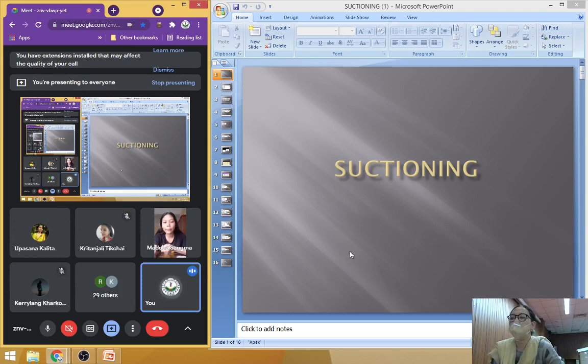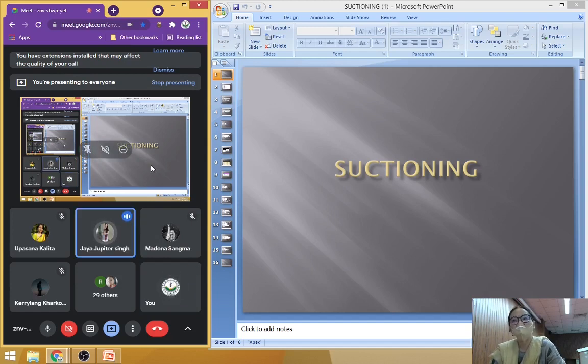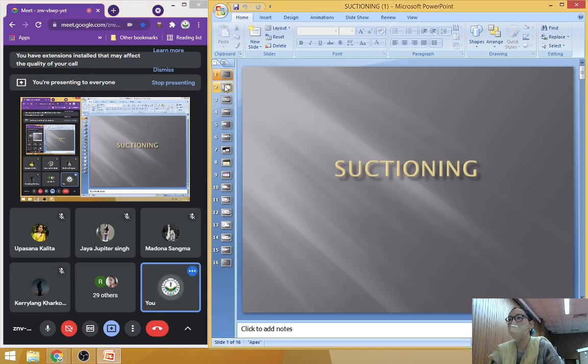We'll start with suctioning. What is suctioning? What do you understand by suctioning? Ma'am, to remove secretion from mouth or any. Okay, suctioning means, as we all know in simple terms, when we suck something, when we take out something, in layman's terms. So we'll just have a short class today.